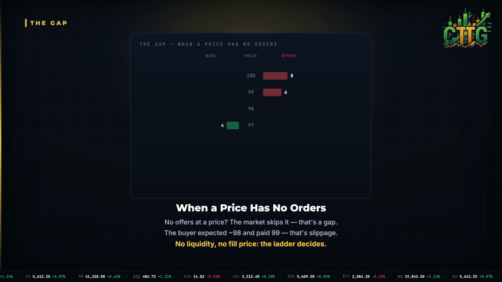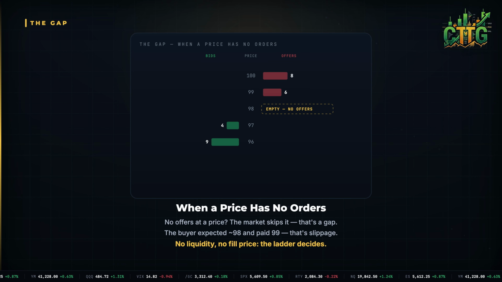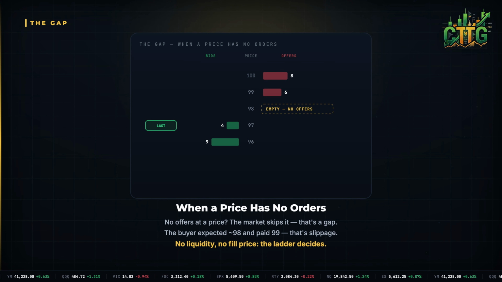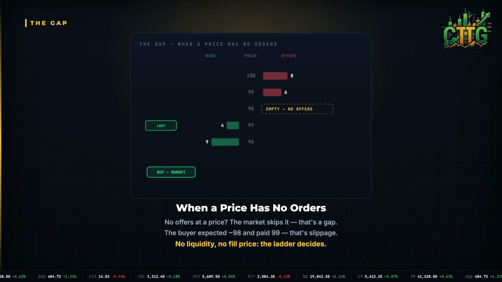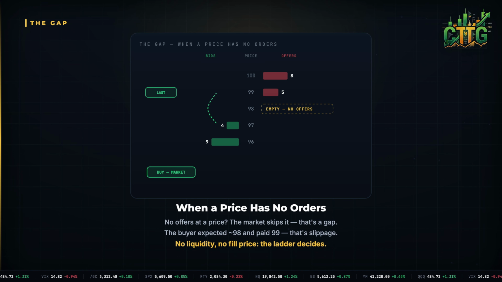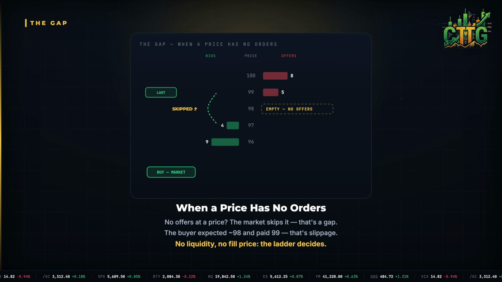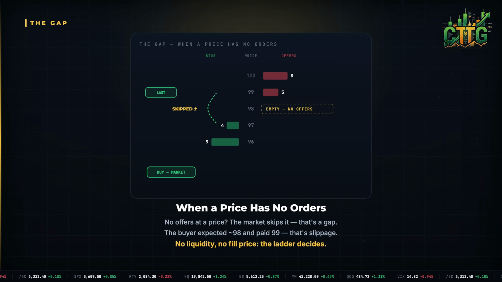One more thing the ladder teaches. Look at 98, empty. Nobody is offering there. The last price is 97 and a market buy comes in. It doesn't fill at 98. There's nothing to pair with. It fills at 99, the first offer that actually exists. The market just skipped a price. That's a gap, and the buyer got slippage.